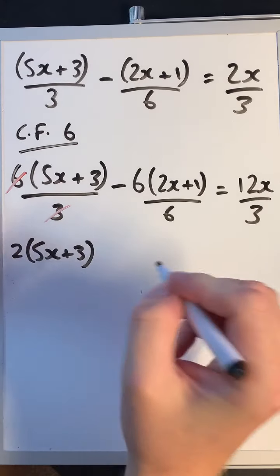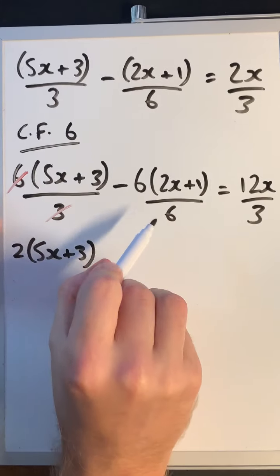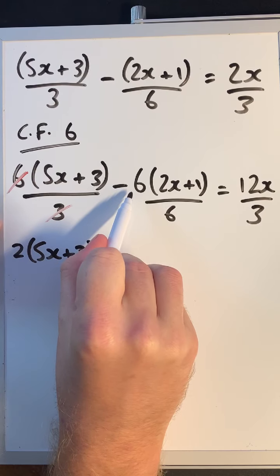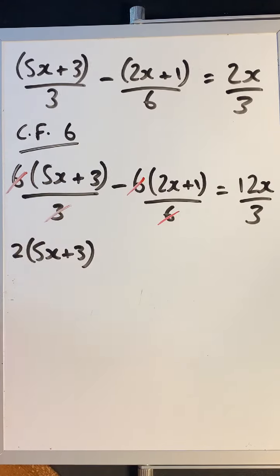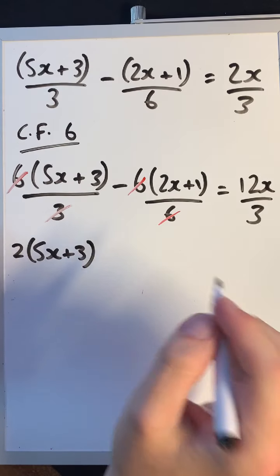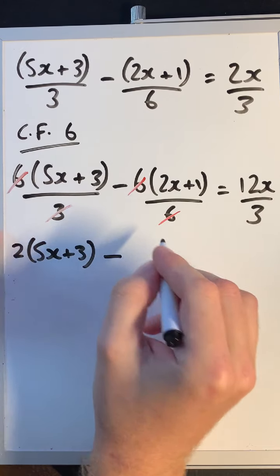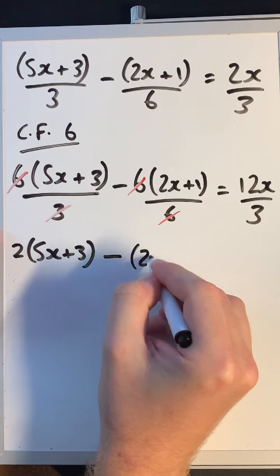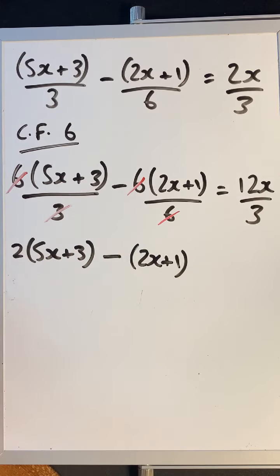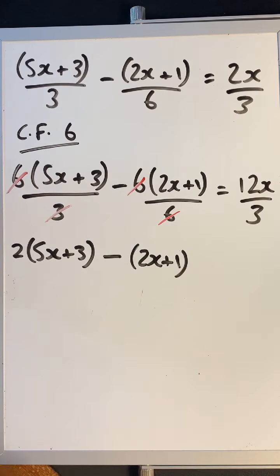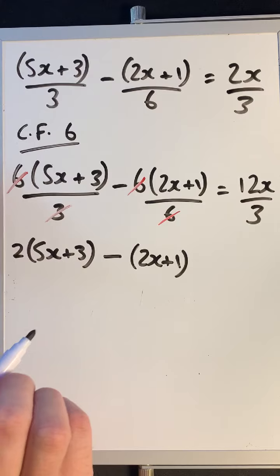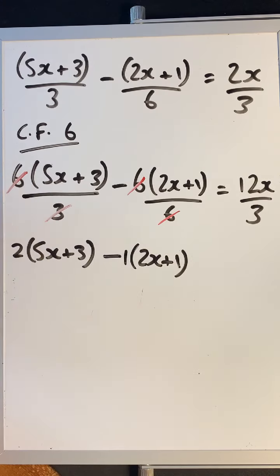So 2 multiplied by that bracket. Now this is where you've got to be careful, okay? 6 goes into minus 6 minus 1 times. Okay, so it's minus times this bracket. Now there's a couple of ways you could write it down. You could write it like that, which is correct, and that would be the way you would generally write it mathematically, to be honest. But in this case, I'm going to write a 1 there.